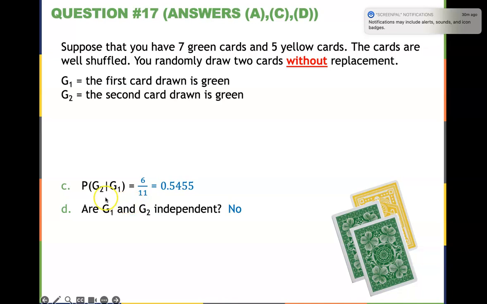So the probability of drawing a green card on the second card, given that the first card has already been drawn, and that the first card was already green, like the cookie situation, after you draw a first card, there are only 11 left. And of those 11 cards that are left, only 6 of them now are green because the first one already got pulled out.